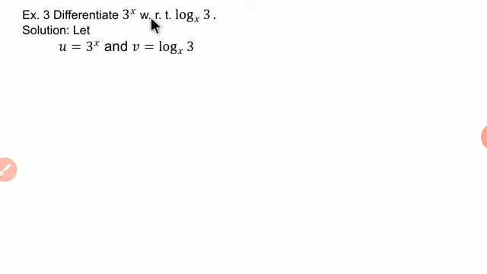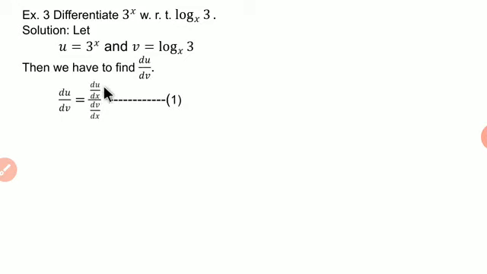Now see example number 3. It is: differentiate 3 raised to x with respect to log 3 to the base x. Let u is equal to 3 raised to x and v is equal to log 3 to the base x. Then we have to find du upon dv, and it is given by du upon dv is equal to du by dx divided by dv by dx. We call it relation number 1.